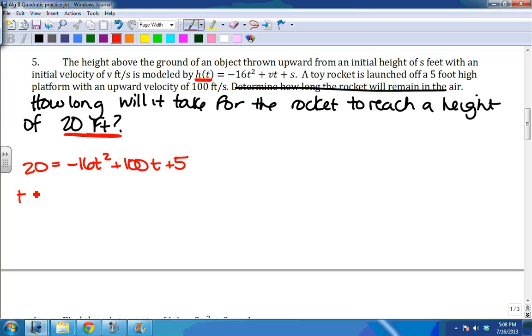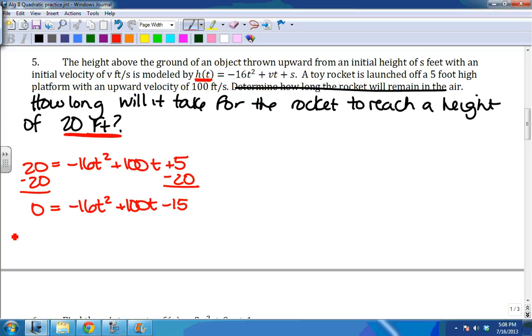I'm still going to set up my quadratic formula as I would have. However, before I can do my quadratic formula, I need to make it equal to 0. This is equal to 20, so I have to scoot over that 20. When you do 5 minus 20, you get negative 15.